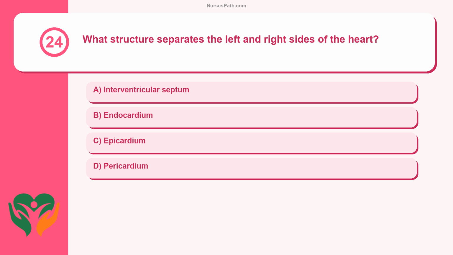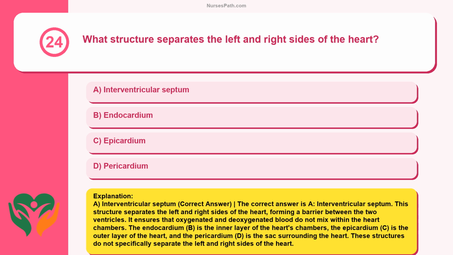Question 24. What structure separates the left and right sides of the heart? Interventricular septum, endocardium, epicardium, pericardium. A. Interventricular septum. Correct answer. The correct answer is A. Interventricular septum. This structure separates the left and right sides of the heart, forming a barrier between the two ventricles. It ensures that oxygenated and deoxygenated blood do not mix within the heart chambers.